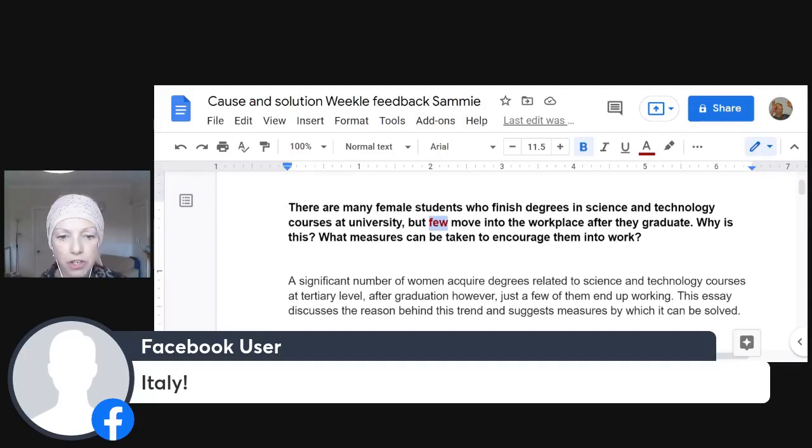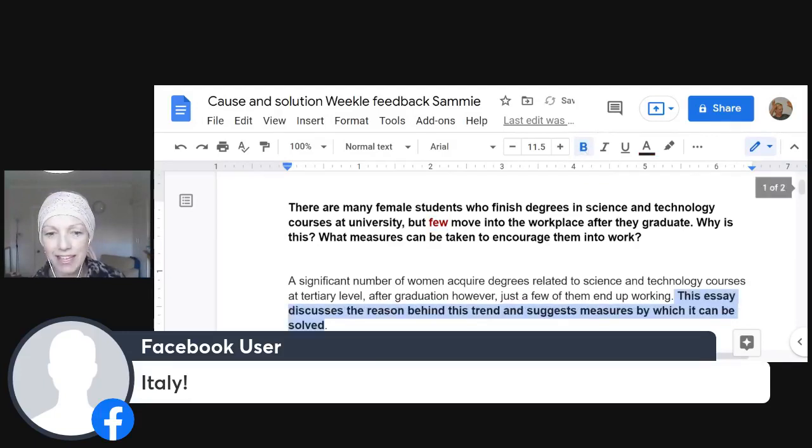There are many female students. A significant number of women acquire degrees related to science and technology courses, okay, at tertiary level. After graduation, however, just a few of them end up working. Okay, so by which it can be solved. Okay, so this is wonderful.